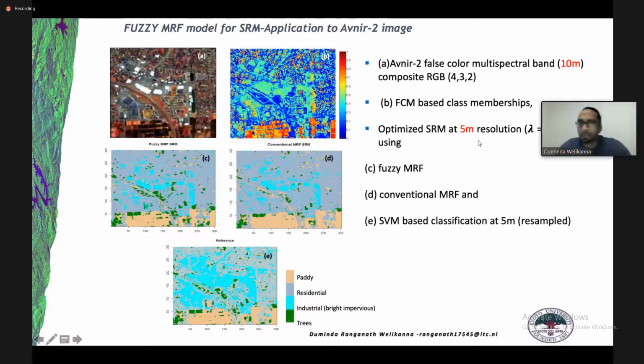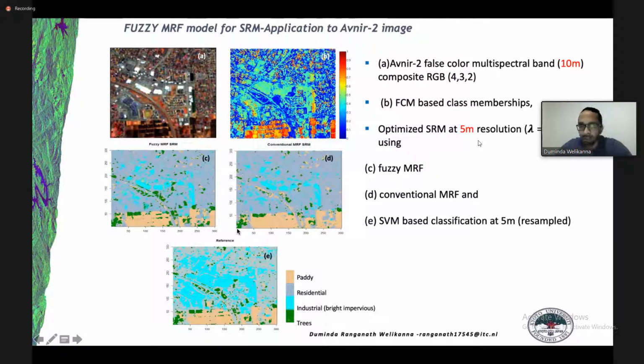Now this is an example of some classifications. This is an Avenue 2 image from JAXA. It's an optical image of 2.4 centimeter resolution, and you assign classes for that. This is on top of Fukushima area in Japan. Very advanced mechanisms have been used to classify this image. I used fuzzy C-mean clustering, fuzzy Markov random field models, conventional Markov random field models, and support vector machine-based classification to classify this image and do a comparison.